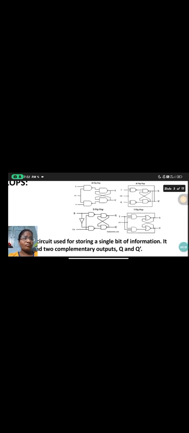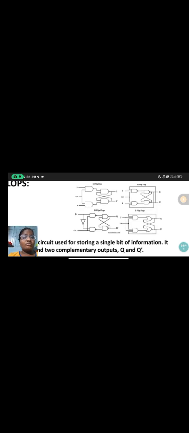Next one is types of flip-flops. We have four types of flip-flops. First one is SR flip-flop, second one is JK flip-flop, third one is T flip-flop, fourth one is D flip-flop. These are the types of flip-flops. See these diagrams of the types of flip-flops: SR flip-flop, JK flip-flop, D flip-flop, T flip-flop. We have to discuss this step by step.